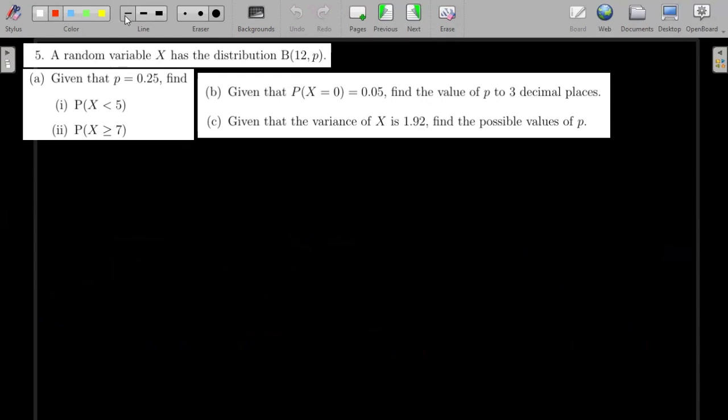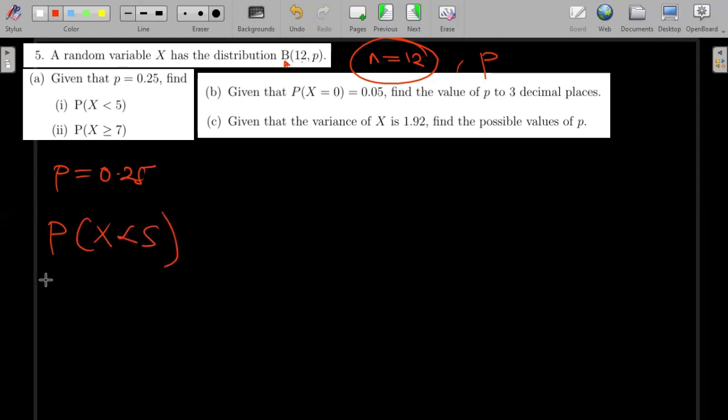Here they're saying a random variable x follows a binomial distribution with n equals 12 and probability p. This 12 indicates the number of trials, so the number of independent trials is just 12, and the probability of success is just p. Part A: given that the probability of success is 0.25, find the probability that x is less than 5. Here you can use two methods: you can use the binomial tables, or you can use the binomial formula.